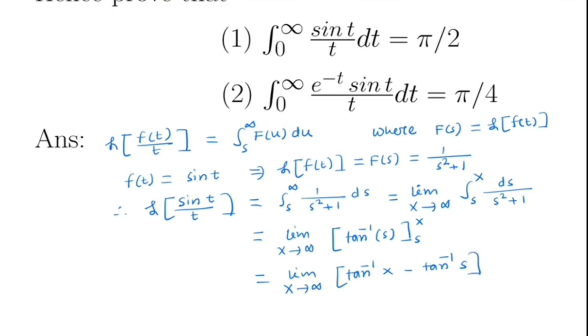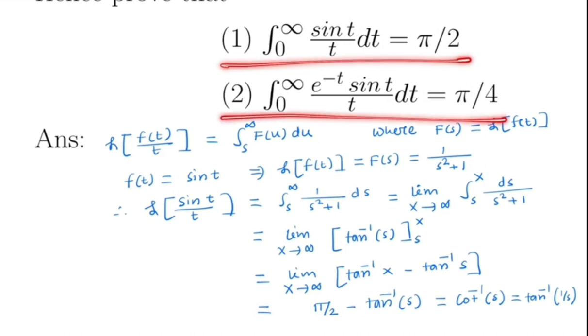Now we know that the limit as x tends to infinity of tan inverse x is given by pi by 2. So the limit will be pi by 2 minus tan inverse s. Now we know that pi by 2 minus tan inverse s is cot inverse s, which is tan inverse 1 by s. So our first part is proved. Now we have to show the first problem and second problem.